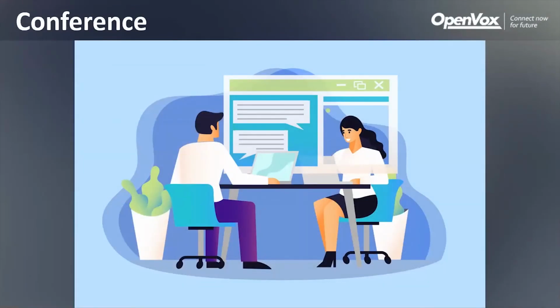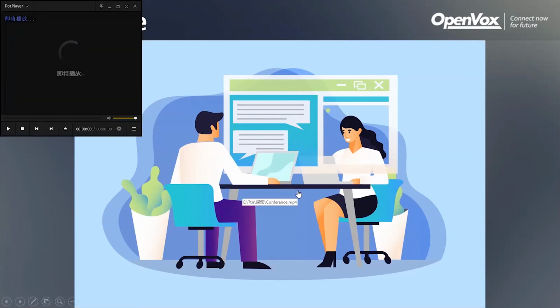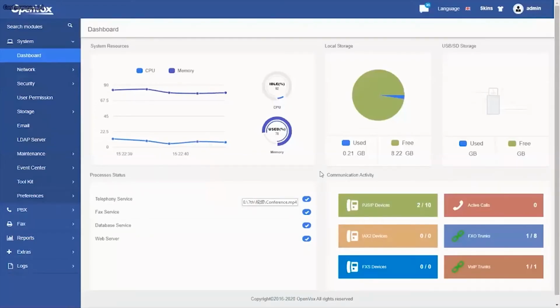The conference is one of the most basic and commonly used functions of IPPBX. In the 4.1 new version, it has been adjusted and optimized for this function. Now, let's talk about the conference function. The conference room module has been greatly optimized.